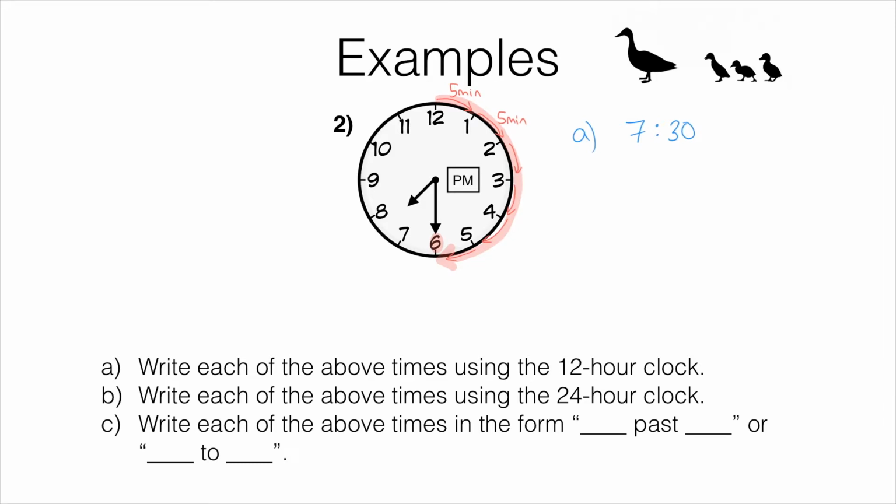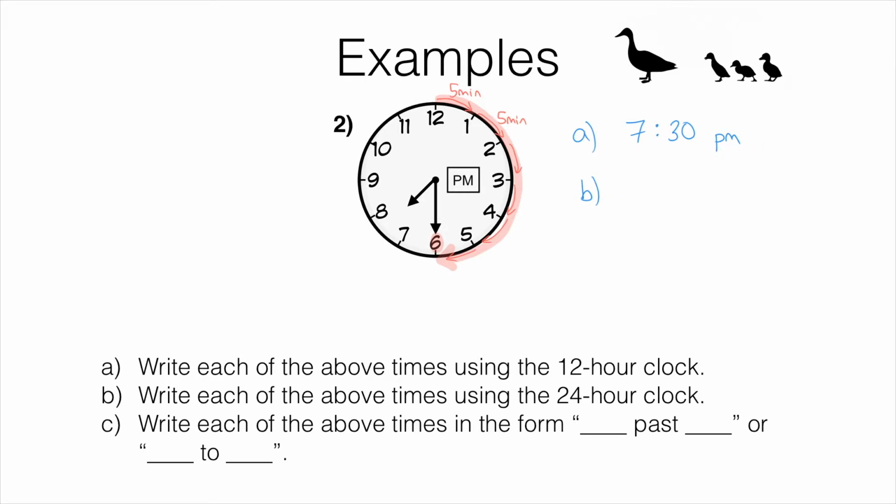but because we're writing in the 12-hour clock for this question, we can't stop there. We have to say whether it's AM or PM. We look at the clock and it says PM, so the answer is 7:30 PM. For part B now, we need to write this time using the 24-hour clock. Now, this is PM, so it's afternoon.